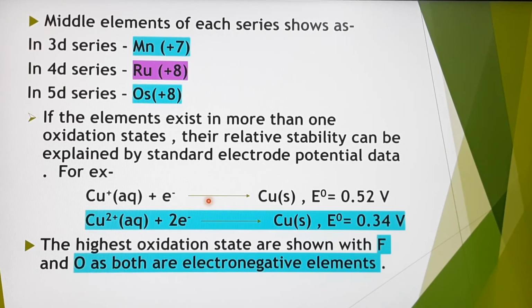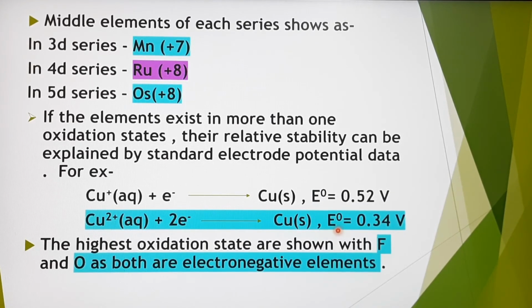One example is given here: copper +1 ion reduces to copper, the electrode potential value is 0.52 volt, and copper +2 changes to copper, the E0 value is 0.34 volt. The ion for which the standard reduction potential value is high, its reduction is easier as compared to copper +2 to copper. So here copper +1 loses 1 electron and is converted into copper +2.